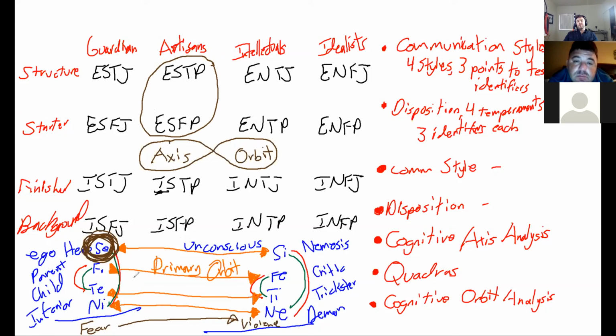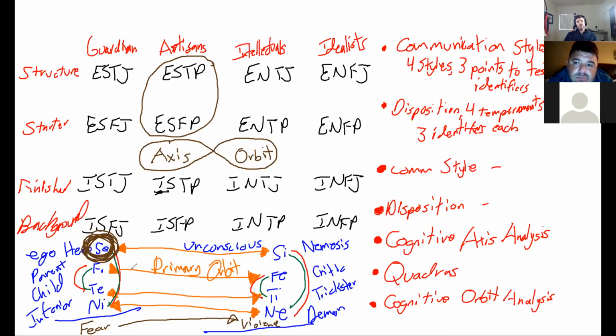But it's a lot of information to keep track of. It's really complicated. Cognitive orbit is really, really complicated. It's really hard. When there's communication styles and disposition and cognitive axis and quadras, why would you spend so much time doing cognitive orbit? There is a use case for it.